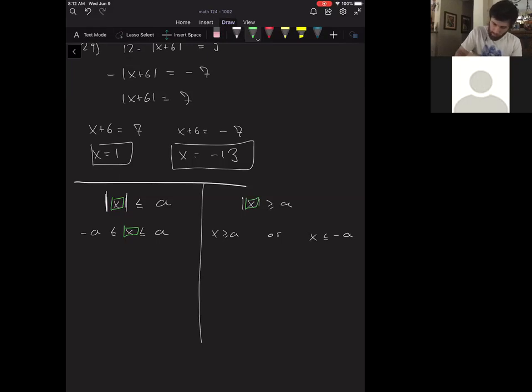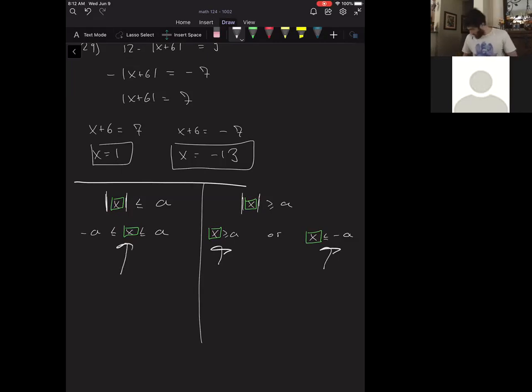If it has this type of setup, let's make this a little bit bigger. If we have the absolute value being bigger than a number, whatever's on the inside of the absolute value, we place it here, and then we place it here. Notice these two things are different. This is saying x is bigger than a, and this is saying x is less than minus a. And this is saying x is in between minus a and a.